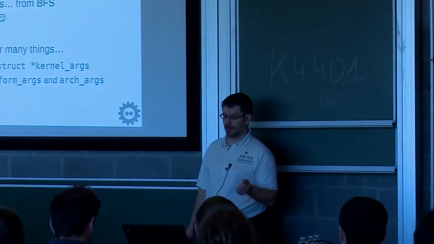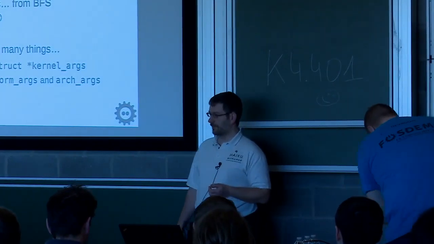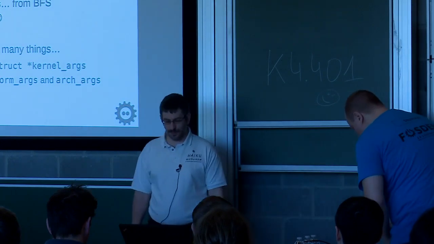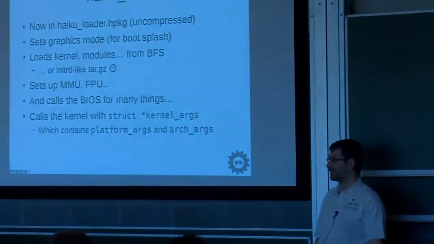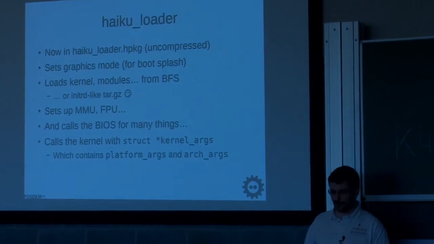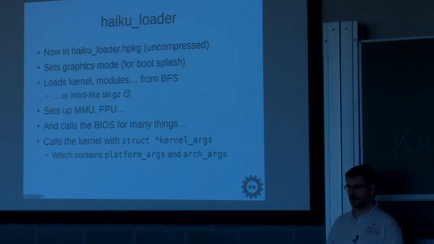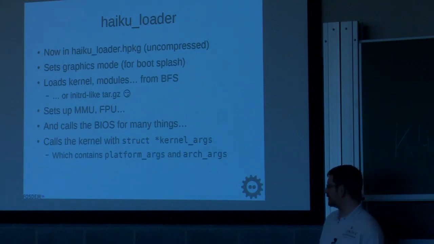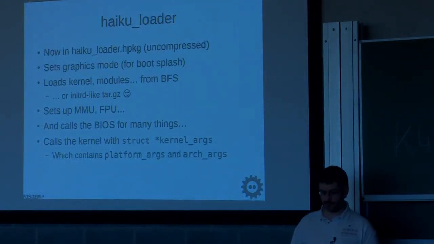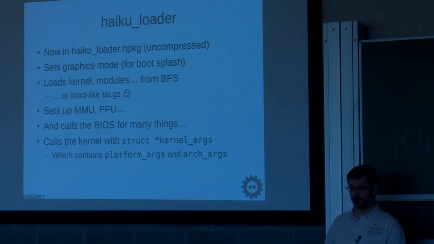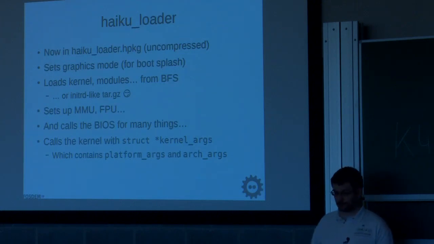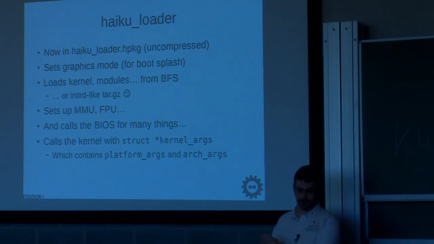So the Haiku loader, which is now its own package, because Haiku now uses packages. But this one is a bit special because the first sector doesn't know how to decompress, so it's not compressed. The Haiku loader sets the graphic mode because we want to be nice to the user and show a nice splash screen. It loads the kernel and the modules from BFS, which is our own file system. And eventually, it can load from a floppy, so we can fake an initrd thingy. It sets up the MMU, the FPU, and some other things, so it's not just a chain loader. And it calls the BIOS for many things, like loading sectors. And then it calls the kernel with some structures, which include platform-specific and architecture-specific stuff.